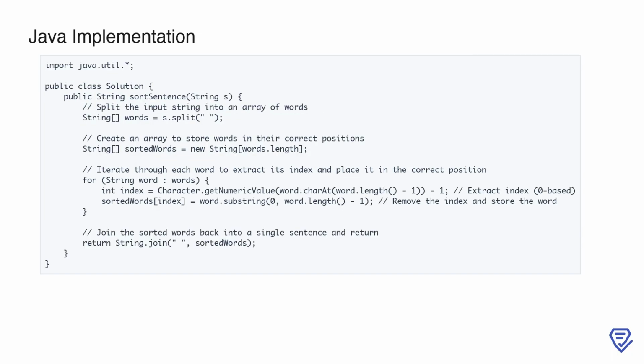This is the Java implementation for LeetCode problem number 1859, Sorting the Sentence. The logic mirrors the Python solution, using Java-specific constructs like arrays and character manipulation. Key steps include splitting the input string, extracting indices from each word, and placing words in their correct positions in a new array. Finally, the sorted words are joined back into a single string and returned. This implementation handles type declarations, array operations, and string manipulation in Java.